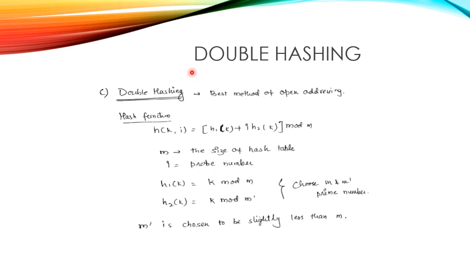Now we can discuss double hashing. So this is also called perfect hashing. Here we use two hash functions, h1 and h2. That's why in 99% of cases the cluster will not happen. So this is the main advantage of double hashing. So h1 is k mod m, and m is the size of the hash table, and h2(k) is similar.